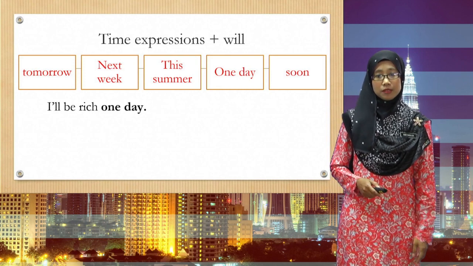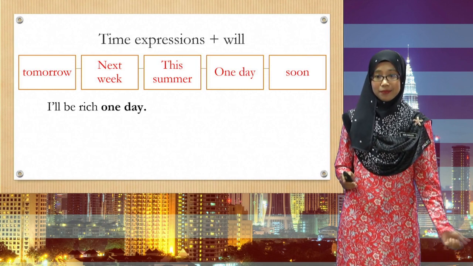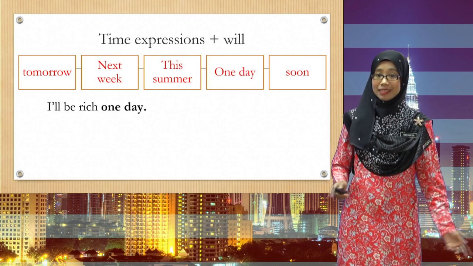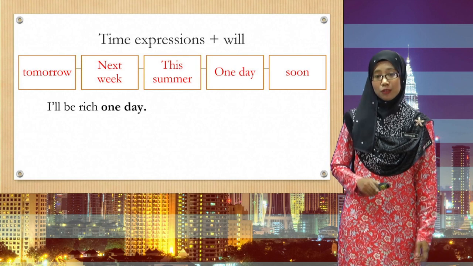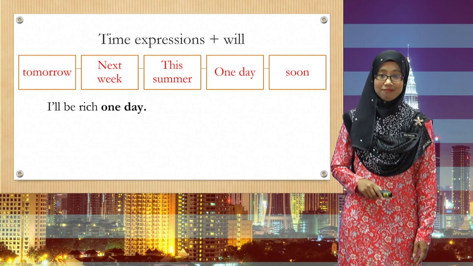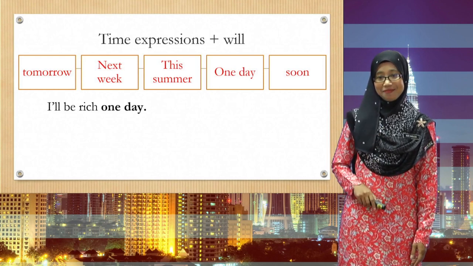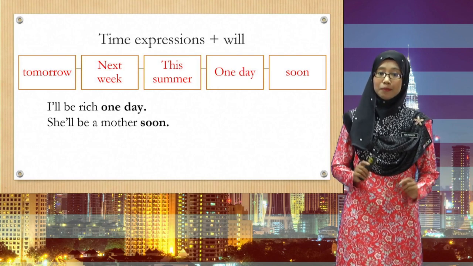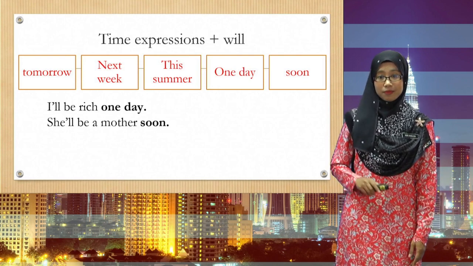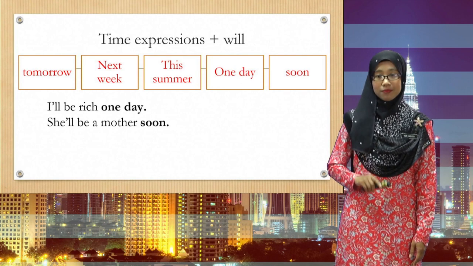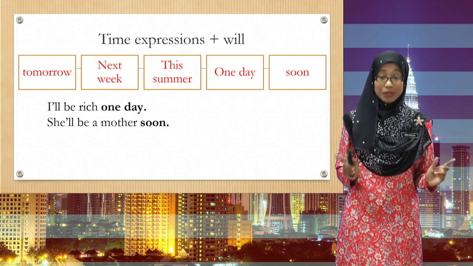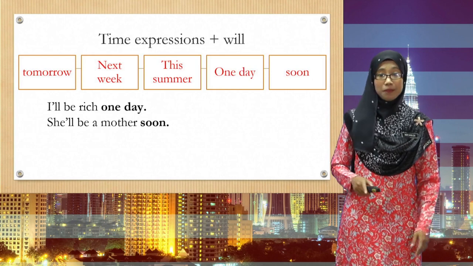Let's look at the examples. The first example is, I'll be rich one day. I'll is the contraction for I will, and one day is the time expression. It is a prediction. When will I be rich? I'll be rich one day. The second example is, she'll be a mother soon. She'll refers to she will, and soon is the time expression. When will she be a mother? She'll be a mother soon.